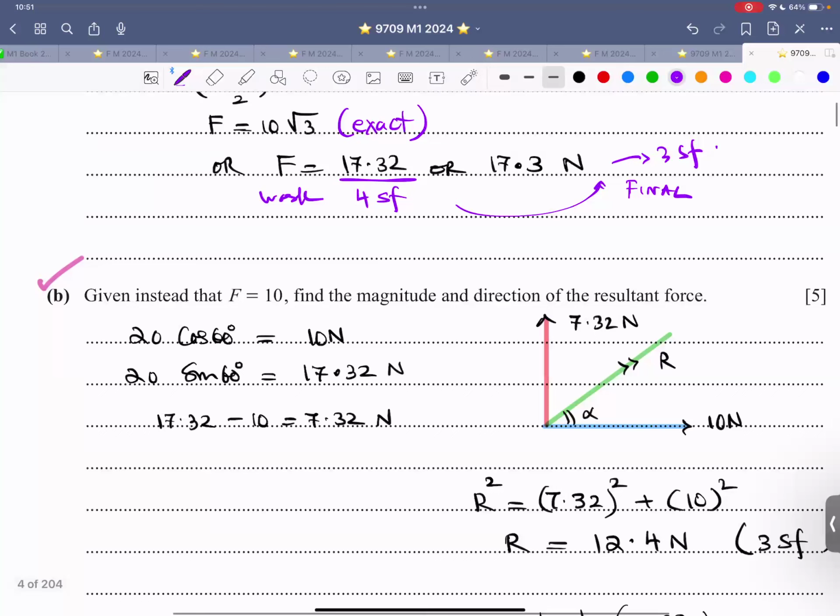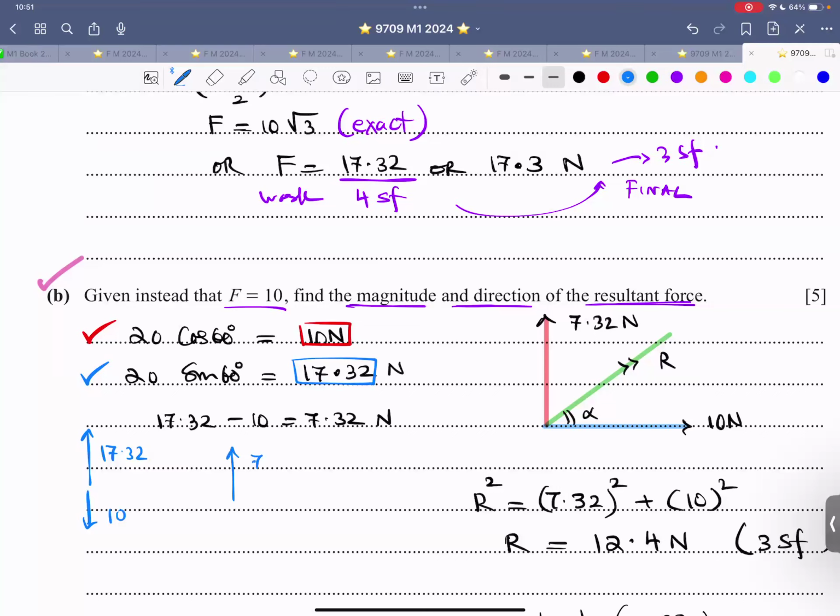Now it says it is given instead that F is 10. Find the magnitude and direction of the resultant force. So now what I've done is that I've done 2 things. First thing, 20 cos 60. Let me write down this value. That is 10 Newton. 20 sine 60. This value is 17.32. But 17.32 is upwards. F is 10 Newton downwards.